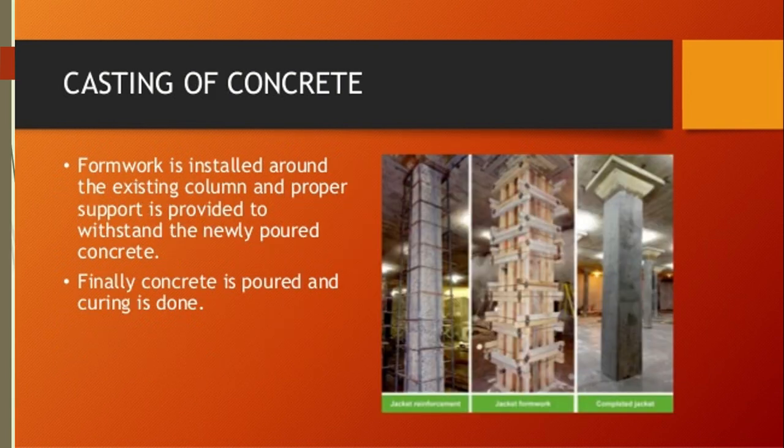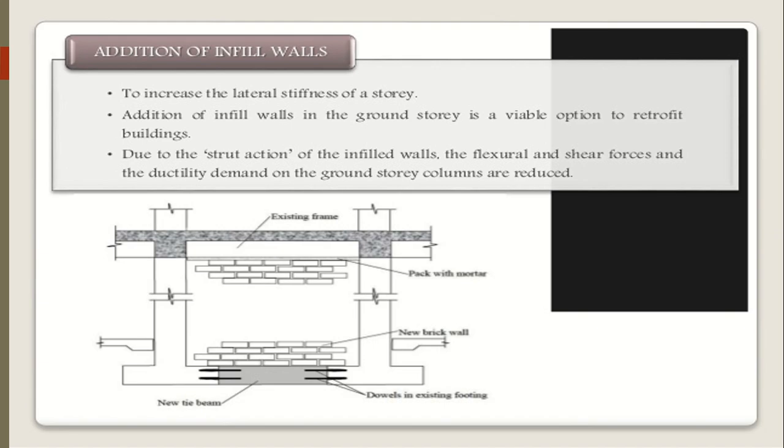Then casting of concrete: the formwork is installed around the existing column and proper support is provided to withstand the newly poured concrete. And finally the concrete is poured and curing is done.